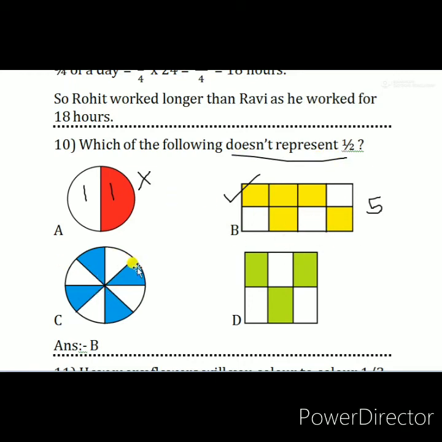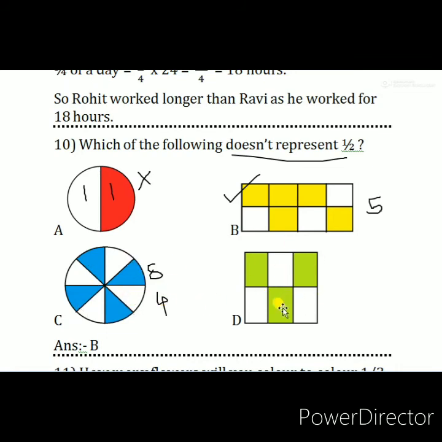Now see option C. In option C, the circle is divided into 8 equal parts. Out of that, 4 parts are colored. Here it is also showing half of this circle. Colored parts are equal to half of the 8 parts. So this is also not our answer.